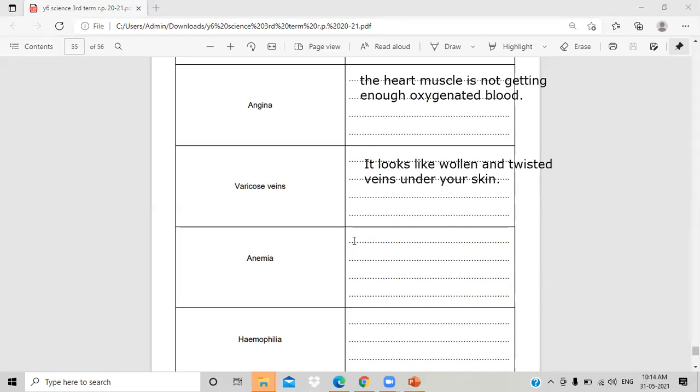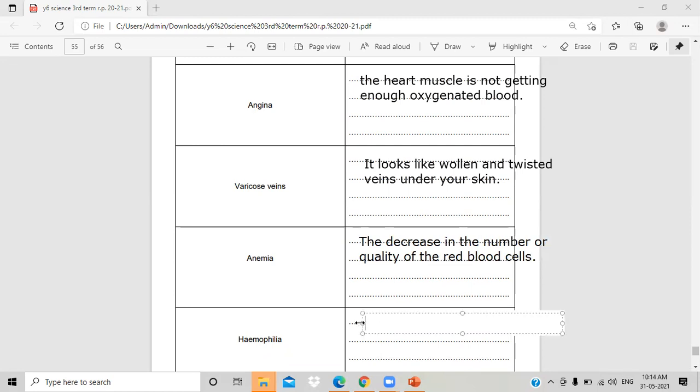Okay? What about the anemia? The anemia is the decrease in the number or quality of the red blood cells. This is it. And the last one, hemophilia. Miss, hemophilia is the lack of plasma in the blood, right? No.